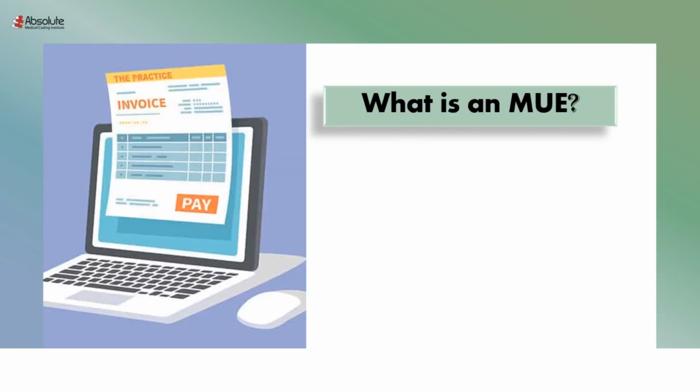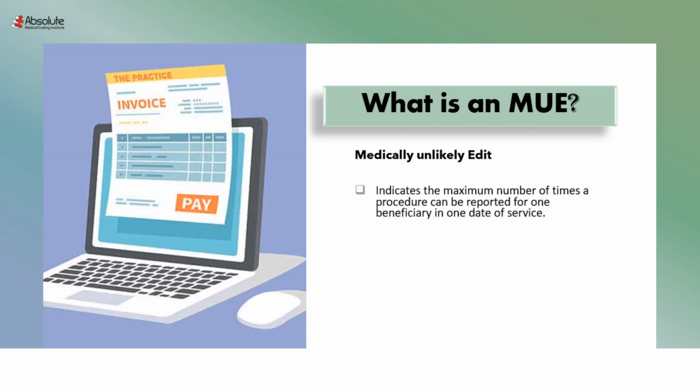So what is an MUE? A MUE is a medically unlikely edit. So basically, it indicates the maximum number of times a procedure can be reported for one beneficiary and one date of service. So MUEs basically prevent payment for an inappropriate number or quantity of the same service on a single day by the same provider for the same beneficiary, okay? Same date of service. And it's indicated by units of service or UOS.